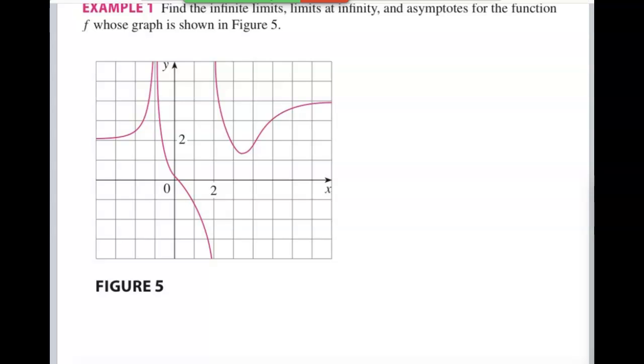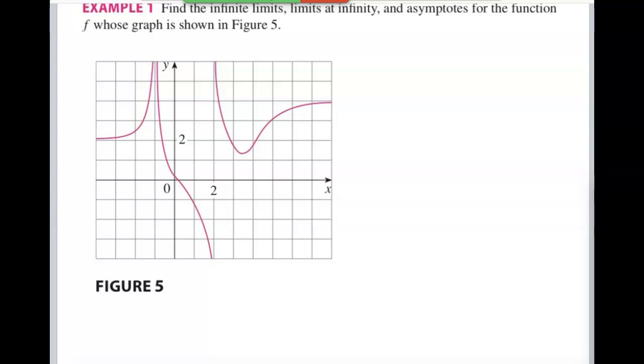Find the infinite limits, limits at infinity, and asymptotes for the function shown in the figure. Okay, so all of this sounds like word salad. But what we need to do is understand the difference between these. Infinite limits are when our actual limits come out to something infinite. So this is where we're approaching a finite value, but our y values go off to infinity or negative infinity. So this is where our vertical asymptotes occur, namely.